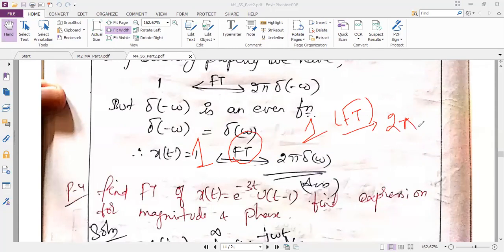2 pi delta of omega. So this we are supposed to get as the answer. So my normal method is not giving me this answer. So you have to follow the steps which I am going to tell you now. So I want you to just follow the steps.